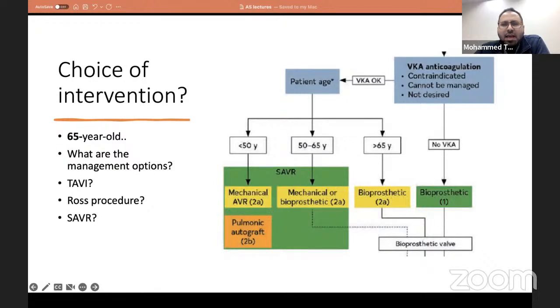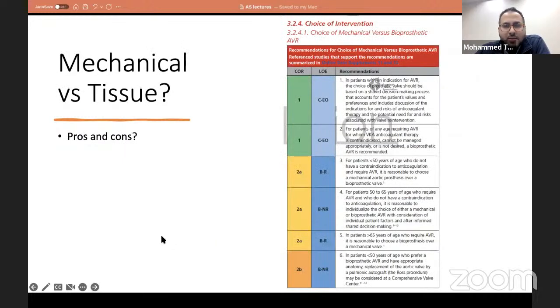So if the patient has no contraindication to warfarin therapy, then you can discuss the mechanical versus tissue valve. Our patient is 65, so she's in the patient group between mechanical and bioprosthesis, and for that reason, we all know that each of those valves has its own pros and cons. But we don't have the ideal perfect valve.